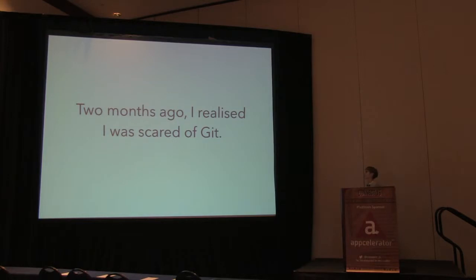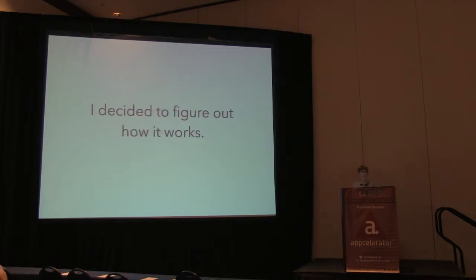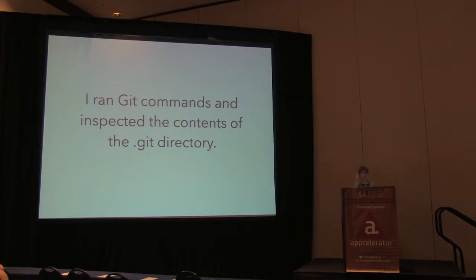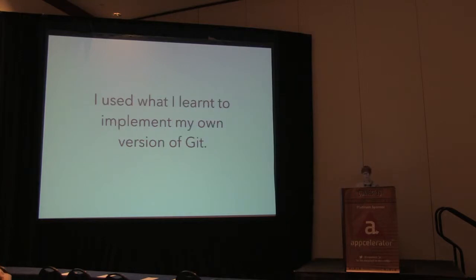So 2 months ago, I realized that I was really scared of Git, which is terrible because I use it every day and have done for many years. So I decided to figure out how it works properly, finally. And so I ran a ton of Git commands in repos and inspected what was going on inside the Git directory to try and figure out how it was working. So it was a bit like science. I would run some commands, try and figure out what algorithms were being used to produce the results I was seeing inside the .git directory.